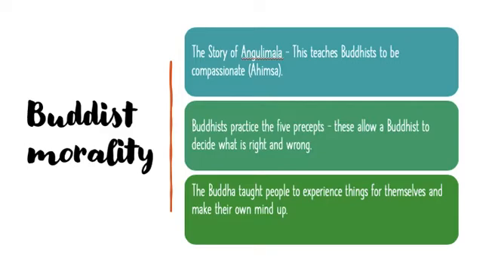Buddhists also use the 5 precepts, one of their practices, to decide what is right or wrong. These are key. These are things we're going to be having a look at and delve into in more detail as we look at Buddhism as a world religion.